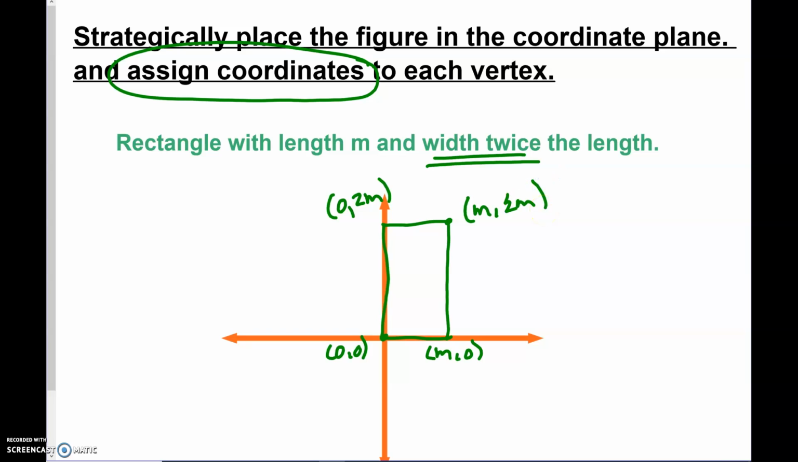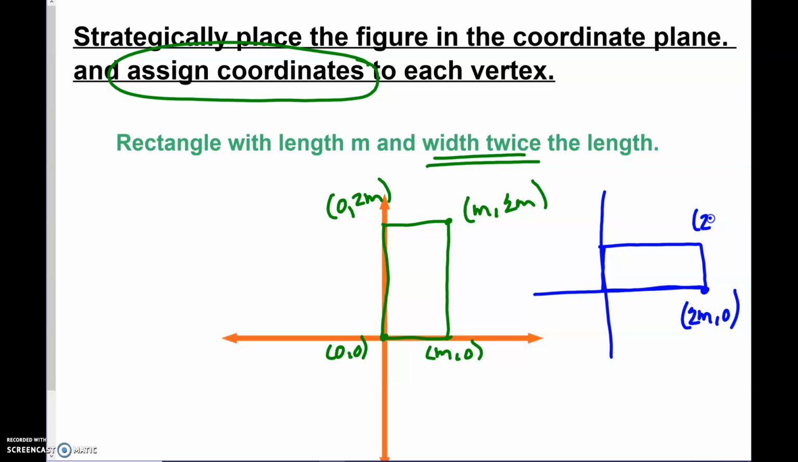Okay, now another way that you could have done this is you could have drawn it so that your rectangle is this way. If you did it that way, this point over here is definitely the longest, so that has to be (2M, 0), and this would be (2M, M), and this would be (0, M). Either way would be acceptable, but we're using the first quadrant, we're using the axes, and we're centering it at the origin.